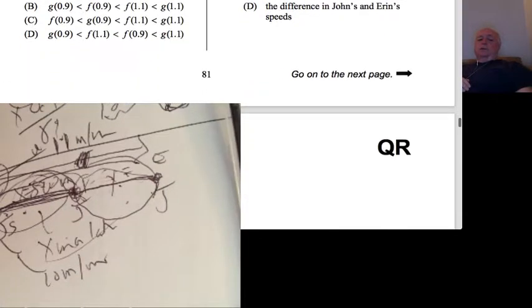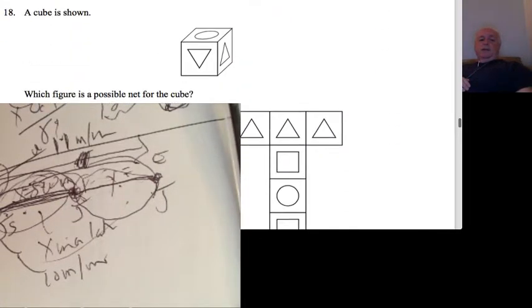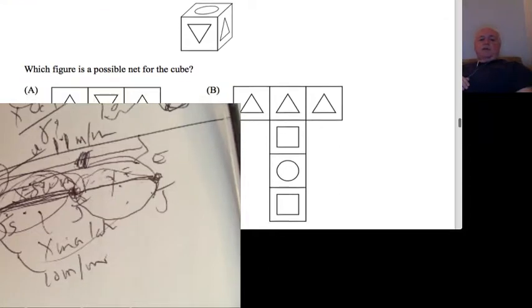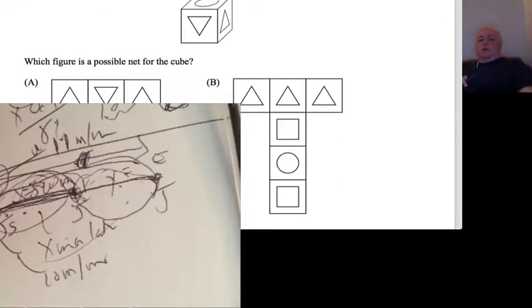All right, so 18. 18 is a visual one, which if you're doing the ISEE, it matters.